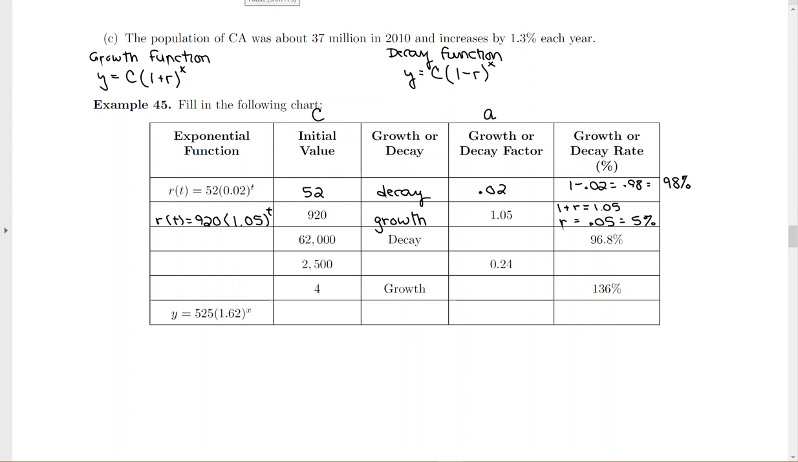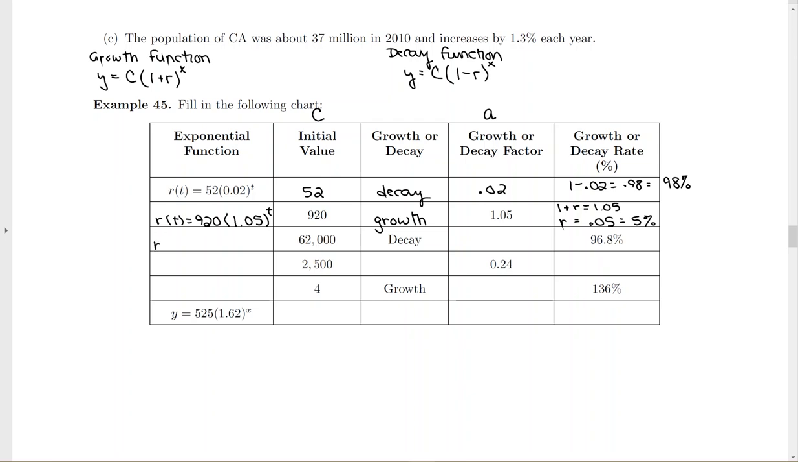Finish up the chart. We're going to recall the two equations of growth function and decay function. And our A value, depending on whether it's growth or decay, is either 1 plus R, where R is the growth rate, or 1 minus R, where R is our decay rate. So in this problem, we know that the initial amount is 62,000.